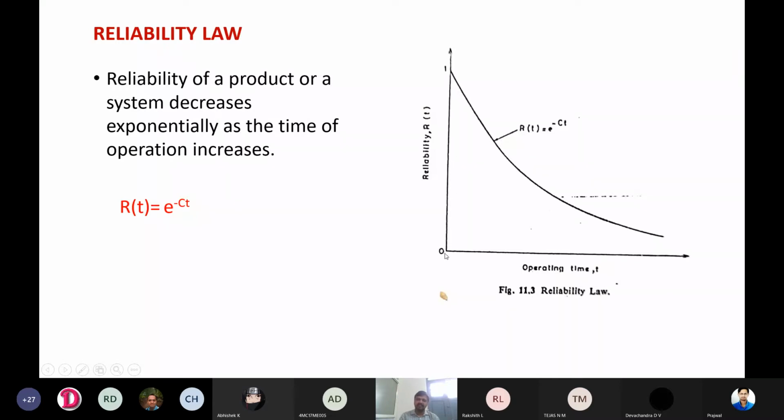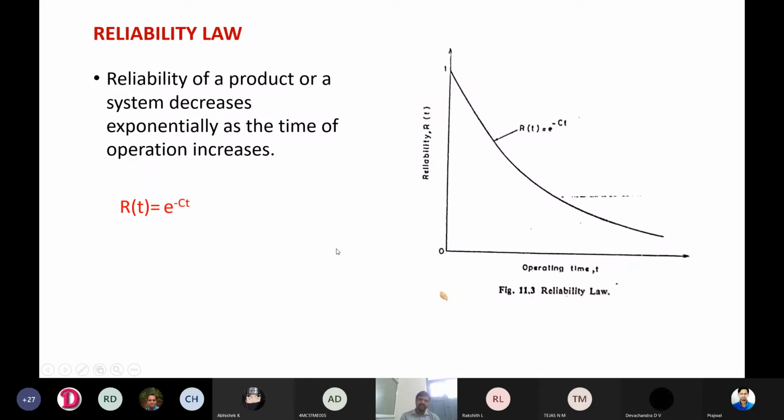In terms of decimals, if there is 100% reliability, that will be denoted by 1. 0 to 1 is the reliability scale. Initially the reliability is 1, that is 100%. As time passes, you can see the reliability will go on decreasing.